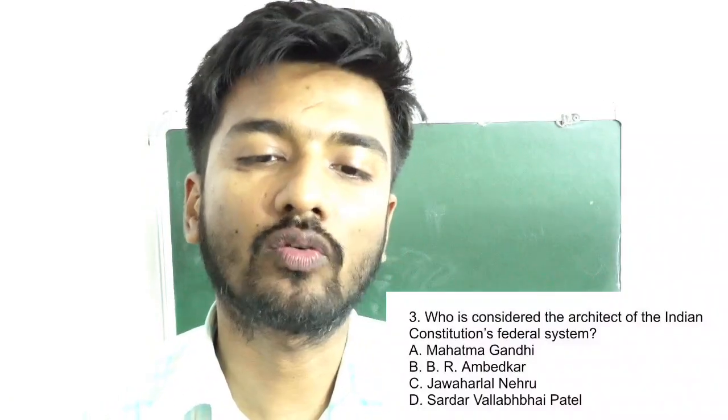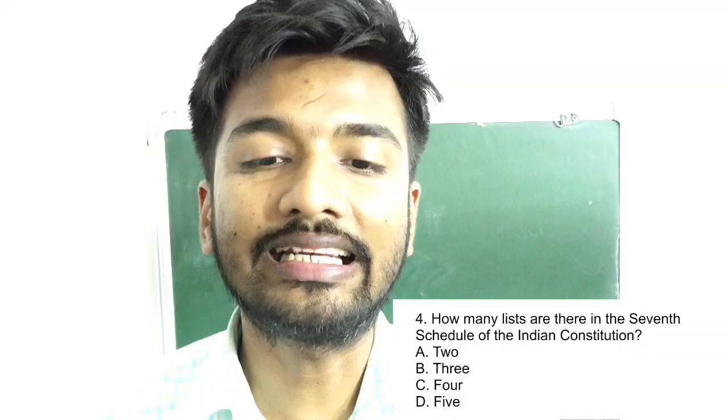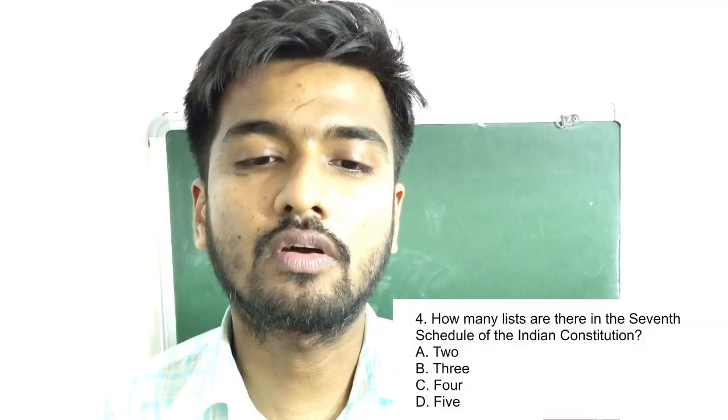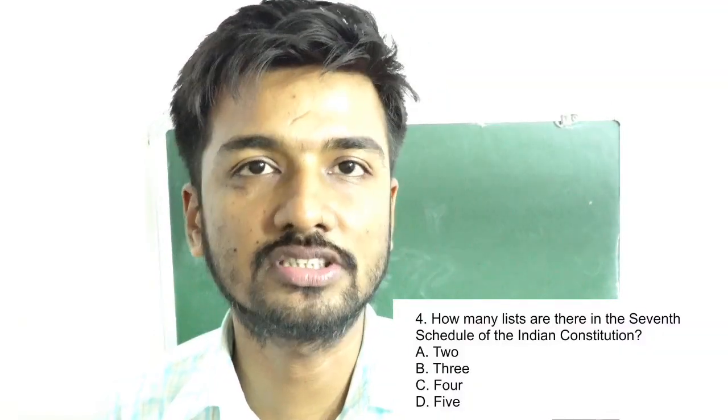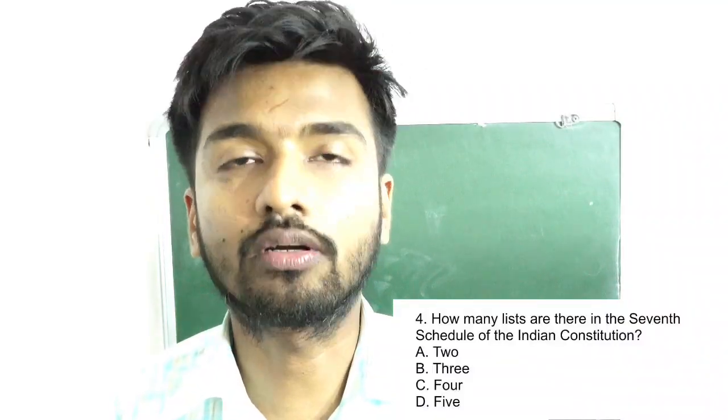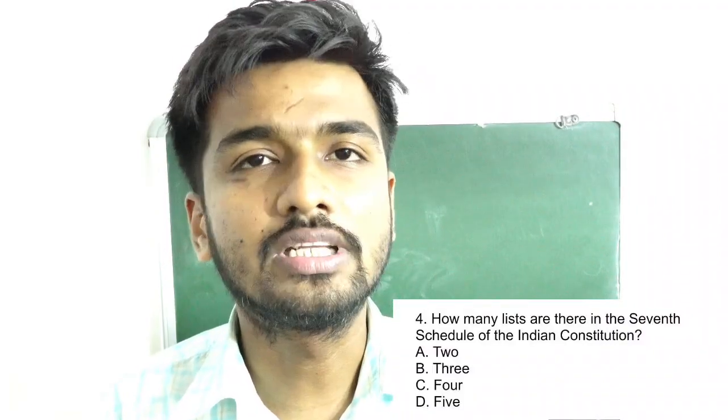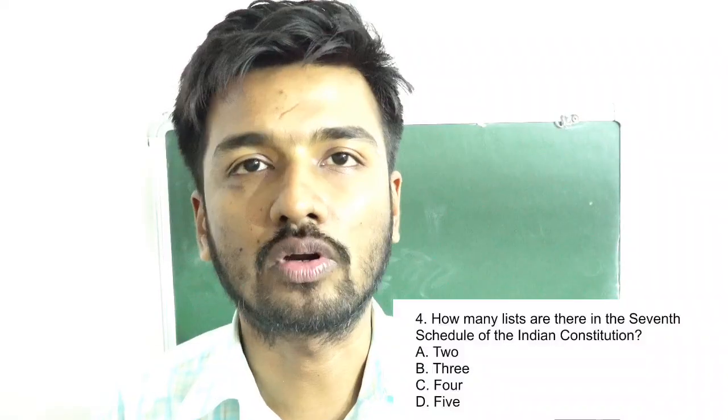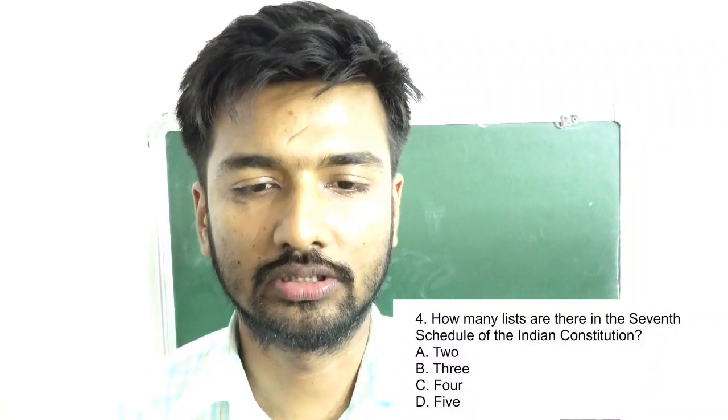Now, who is considered the architect of the Indian Constitution's federal system? For question number 3, the correct answer is B.R. Ambedkar. B.R. Ambedkar was also the chairman of the drafting committee. Now, question number 4: how many lists are there in the 7th schedule of the Indian Constitution? In the 7th schedule, there are 3 lists: the union list, the state list, and the concurrent list.